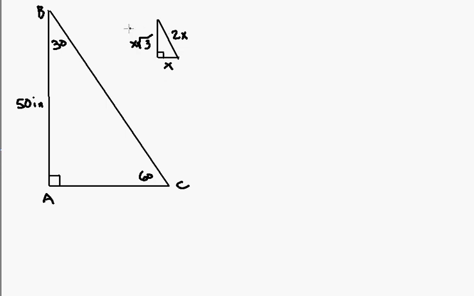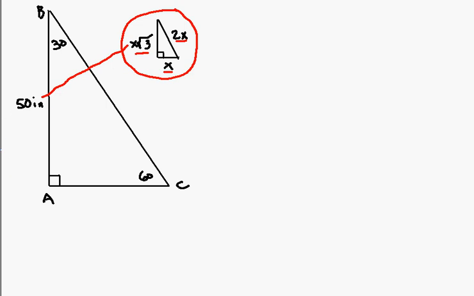Well, if you look at our general 30, 60, 90 degree triangle, if we say that the short side is equal to x and the hypotenuse is twice as long, and the long side of the triangle, a long leg, is the short leg times the square root of 3. So you notice that there is a correlation between x square root of 3 and the 50 inches. So we're going to set up an equation.